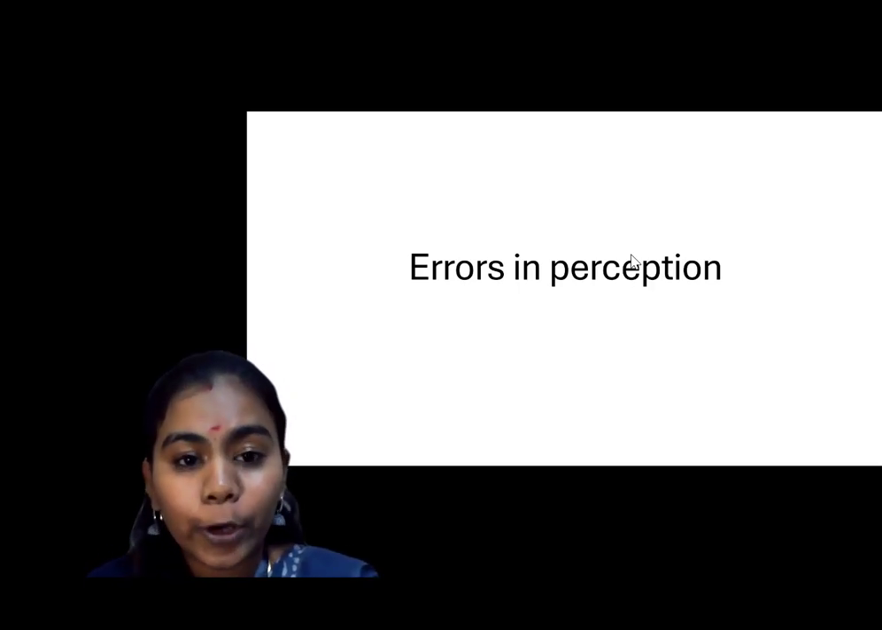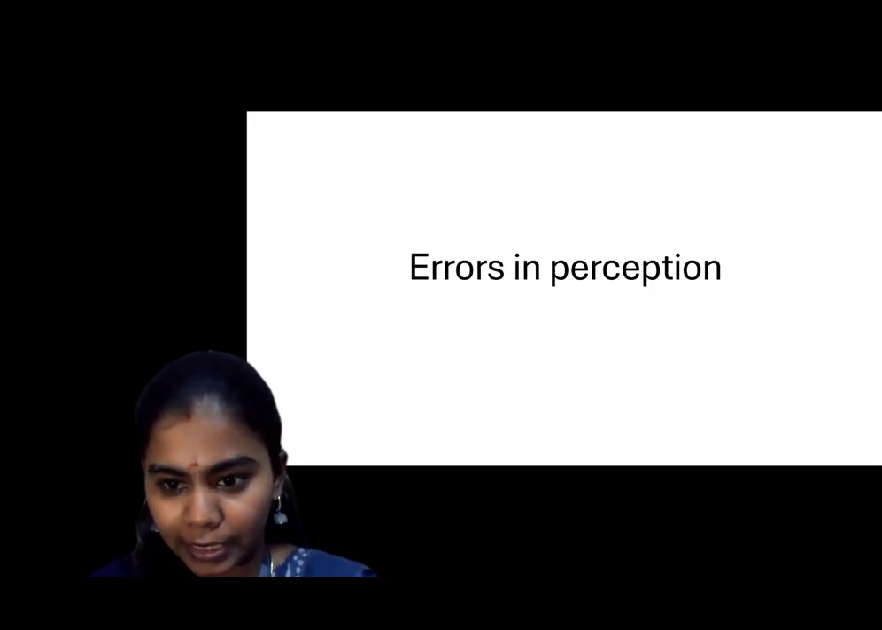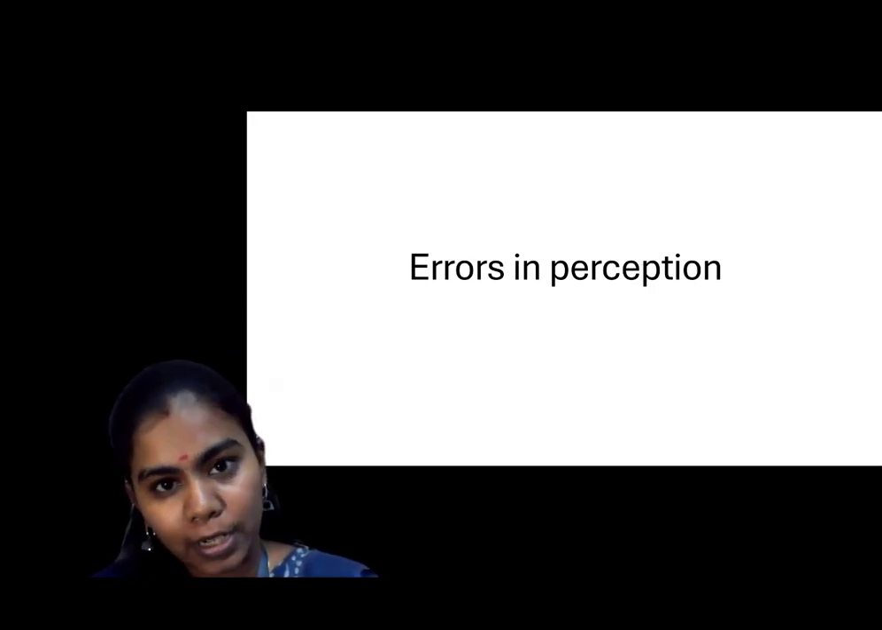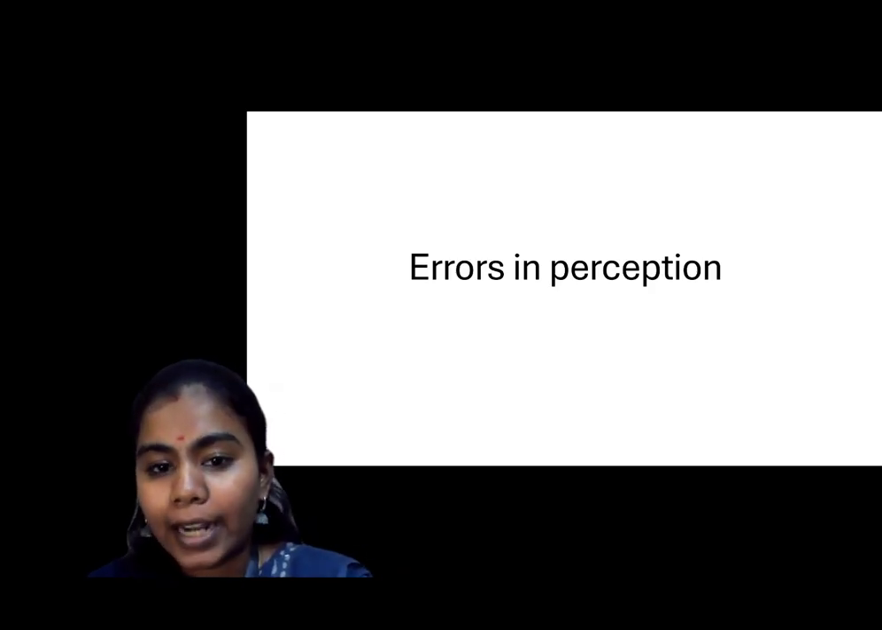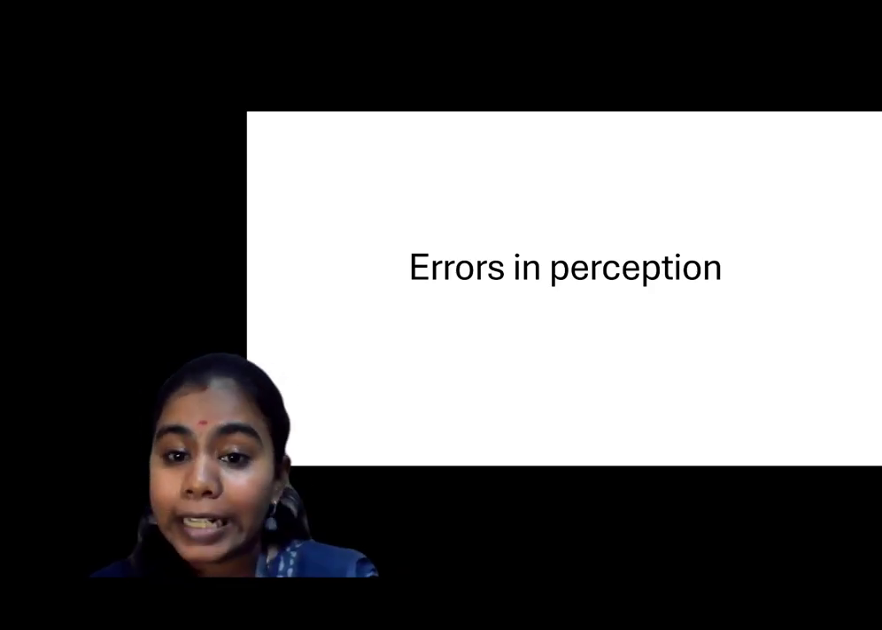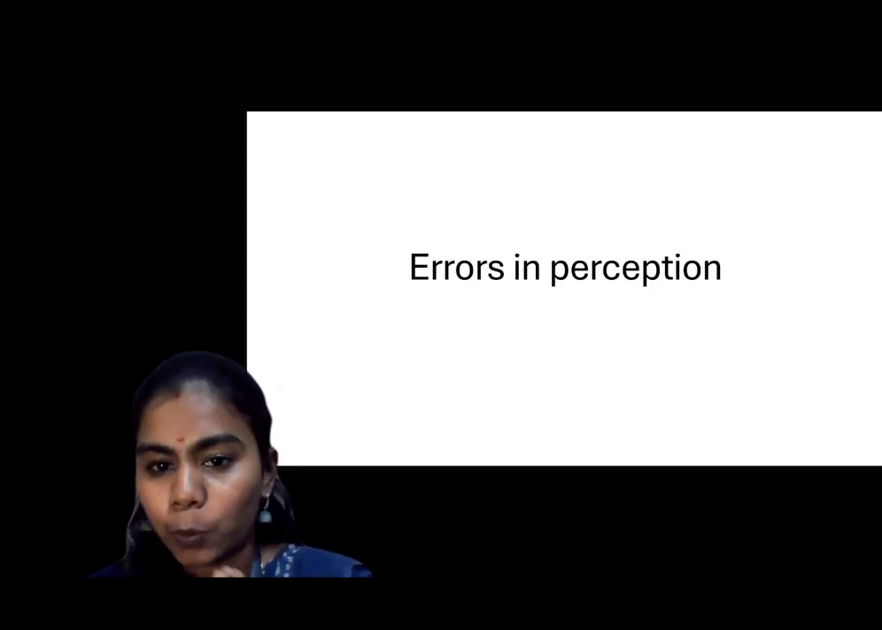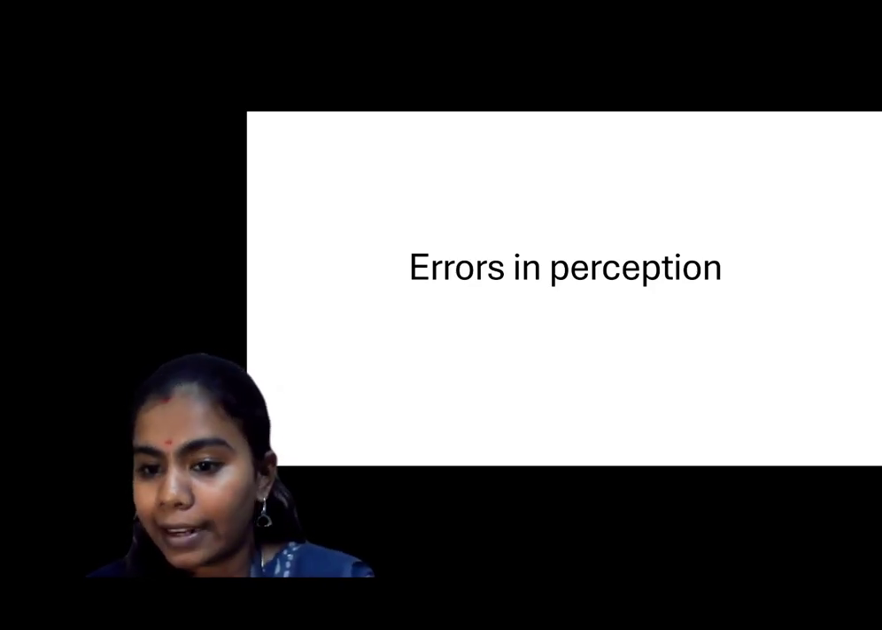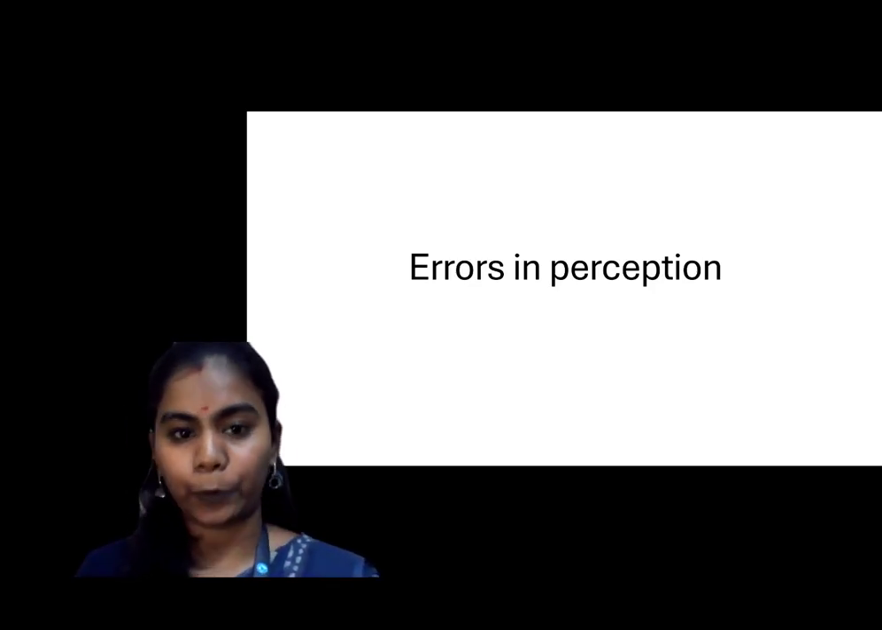In this video, we are going to see what the errors in perception are. For that, what is perception actually? Perceptions are nothing but we tend to give a meaning or interpretation to a particular stimulus. That is what perceptions are. So, what are the errors in perception can be seen in this video?